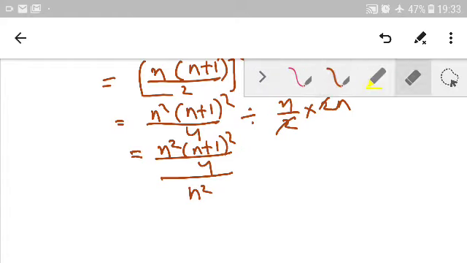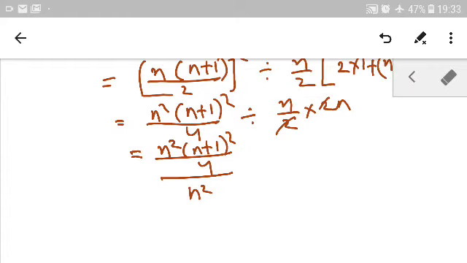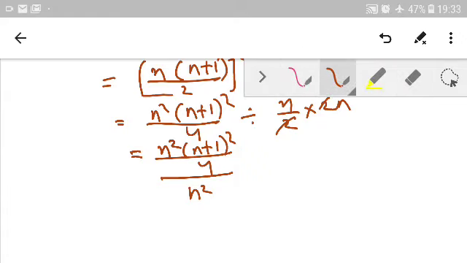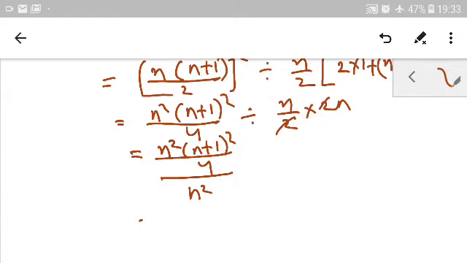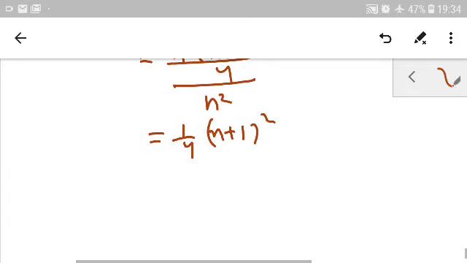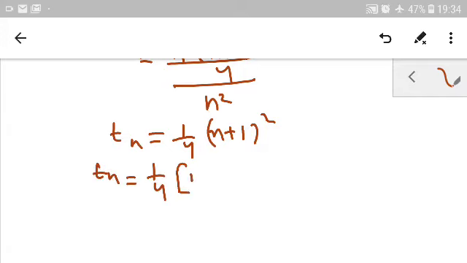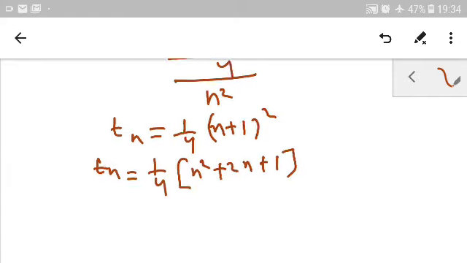At last I am getting the things like this. That is equal to, n square getting cancelled, so I get 1/4 of n plus 1 whole square. And as I have suggested to you, never keep Tn in this kind of form. So if this is Tn, then Tn can be written in the split form like this: 1/4 of n square plus 2n plus 1. Now let me find Sn.